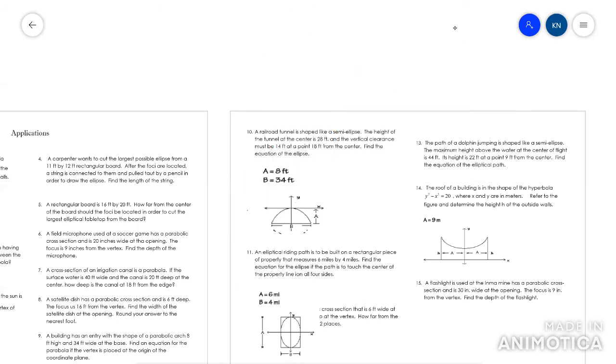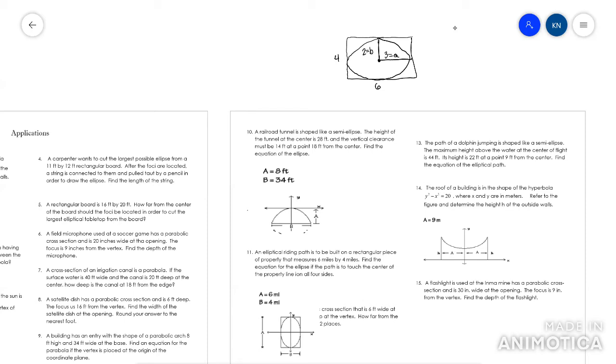Okay, number 11. There's an elliptical riding path that they're building, okay? I did it as a horizontal ellipse. You could probably do it as a vertical as well, but I pictured this rectangular piece of property and they're making an ellipse on it. So, okay, that's not a very good ellipse, but that's okay. And they tell me that it's 6 by 4. So we're going to call this 6 and we're going to call this 4, which means from center, this distance is 3, which is your A value. And this distance is 2, which is your B value.